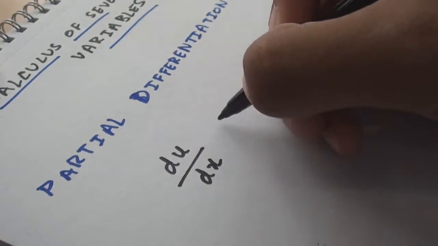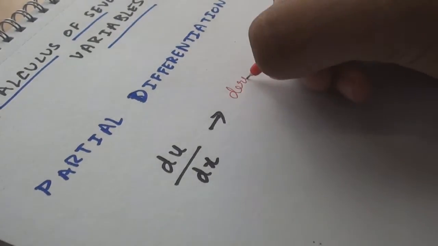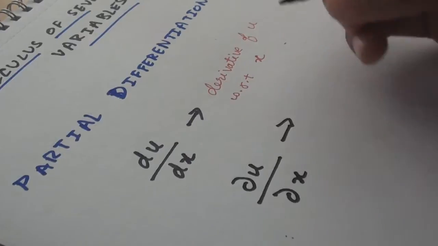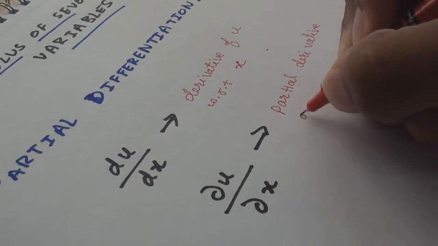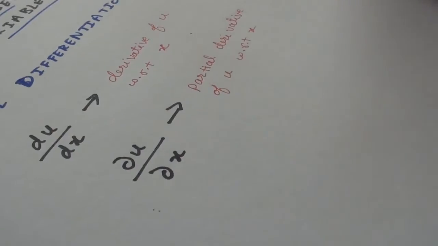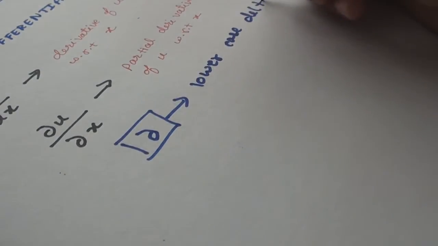Partial differentiation. We all know that du by dx is the derivative of a function u with respect to x. Then del u by del x is the partial derivative of u with respect to x, also denoted by f subscript x. Del is lowercase delta. What matters is how you operate it.